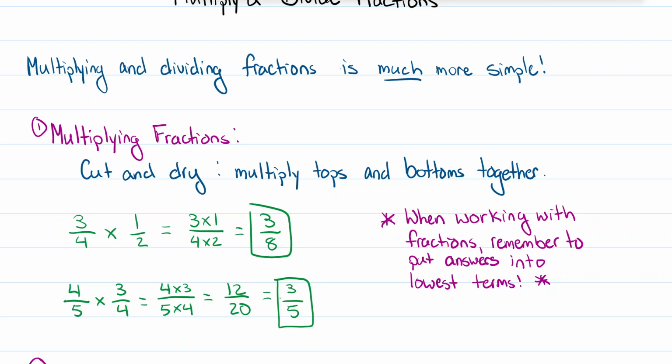Now, we have 12 over 20. That is a fraction that we can reduce into lowest terms, which means we're going to divide the top and the bottom by the same factor. 12 and 20 are both divisible by 2, and they're both divisible by 4. So in this case, we divided the top by 4 and the bottom by 4. 12 divided by 4 gives you 3. 20 divided by 4 gives you 5. And that's how you put those answers into lowest terms, which we've done before.